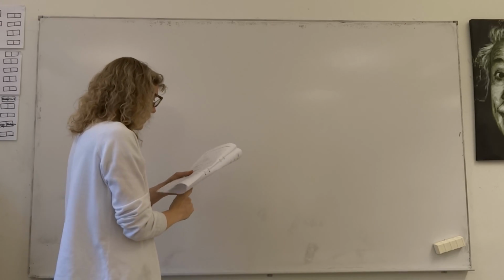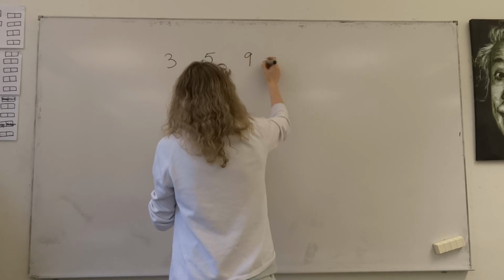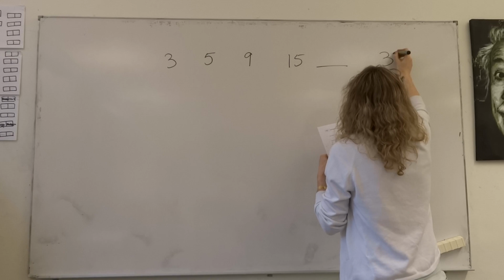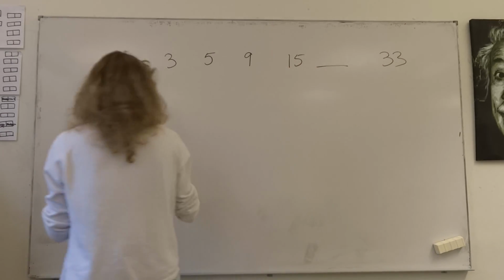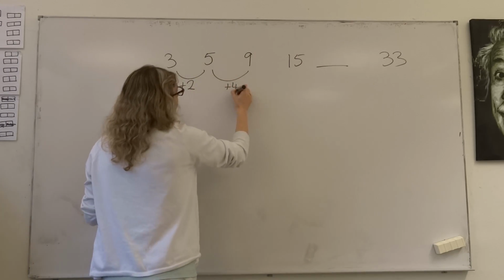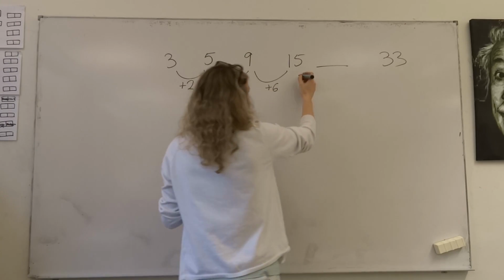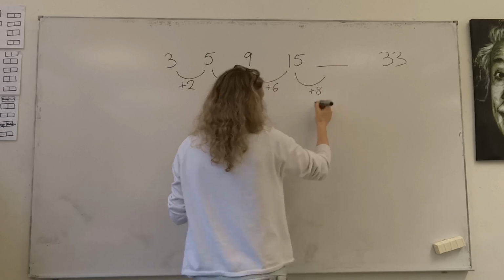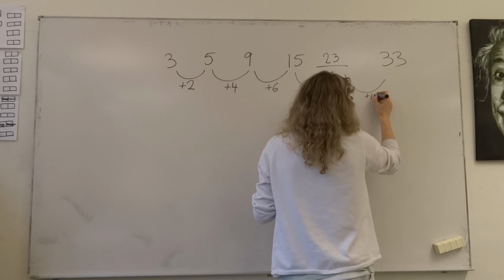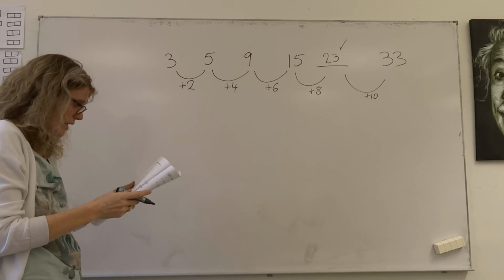Then we have a pattern here. 3, 5, 9, 15, gap, 33. And they want to know what's the number in the gap. Well, we have to identify the pattern. Here we've got plus 2, plus 4, plus 6. Looks like we're adding an extra 2 on each time, so I'd expect this one to be plus 8 to give us 23. And if I'm right, this one should be plus 10 to give us 33. Yes. So we'd expect 23 there.